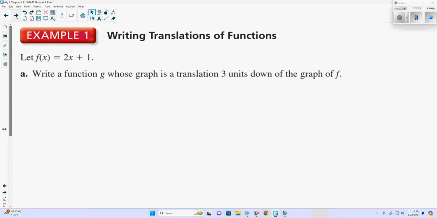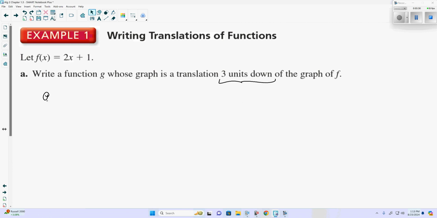So the first thing we're going to do is look at this one here, and we're going to use f of x equals 2x plus 1. That's the function we're going to be applying these transformations to. And it wants us to write a function g, whose graph is a translation 3 units down of the graph of f. Well, this here is vertical translation because up and down is vertical. And we're wanting to move it how far? 3 units down. So every point on the graph, we want to move it vertically 3 units down.